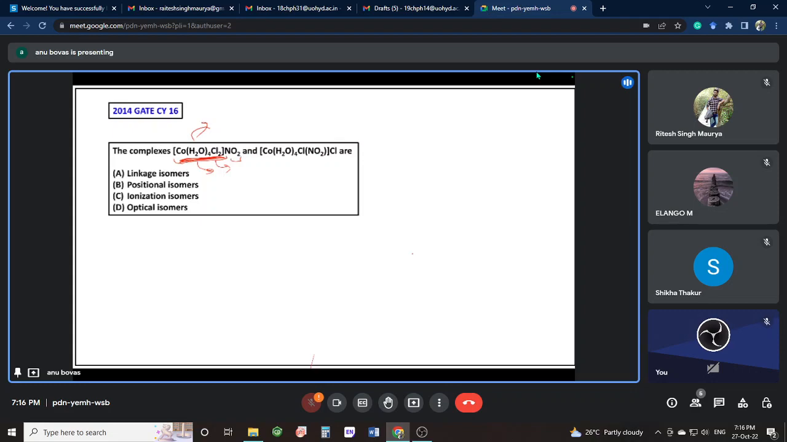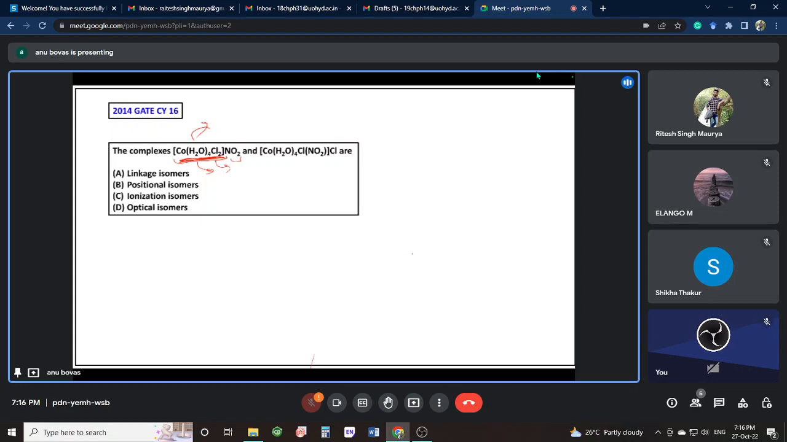Once we know that, let us move on to the next basic topic of coordination compounds, which is isomers. Isomerism means if two compounds have the same molecular formula but differ in at least one property, they are called isomers, and that particular phenomenon is known as isomerism.